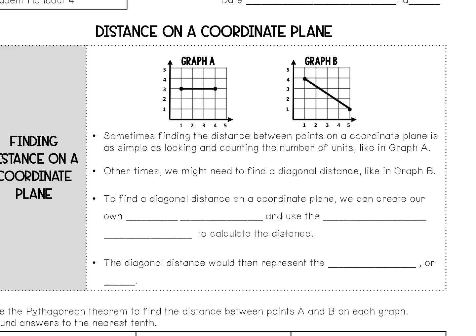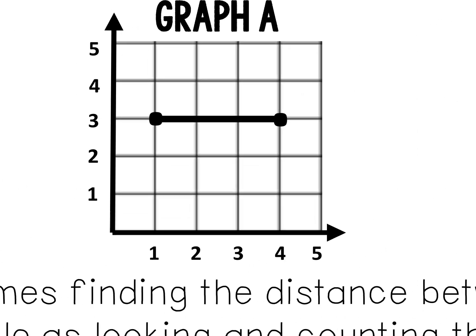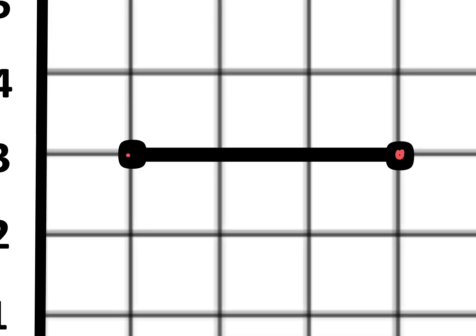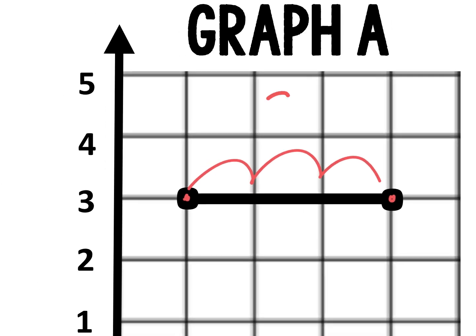So, distance on a coordinate plane can be found simply by counting. Okay, so here's an example. I have a point here and I have a point here. How far away are these 2 points? 1, 2, 3. Great, they're 3. That's one method. One method is just simply counting.